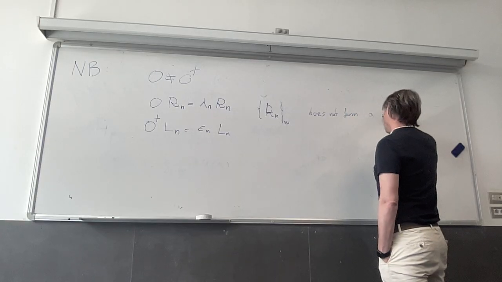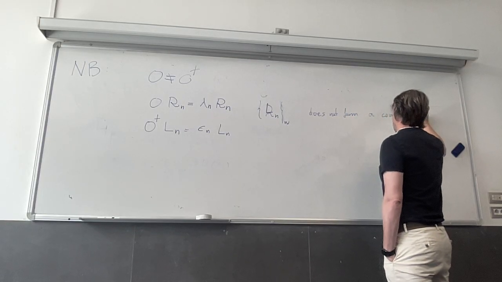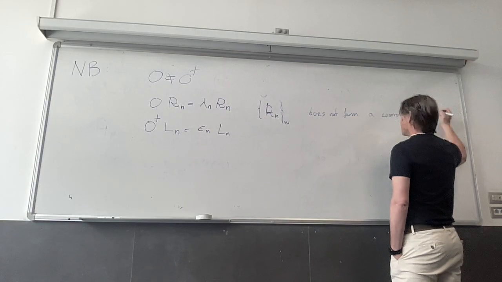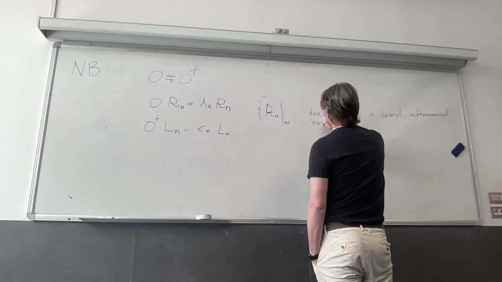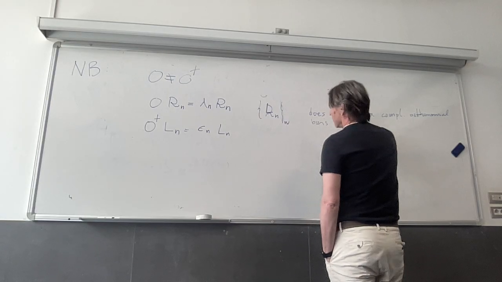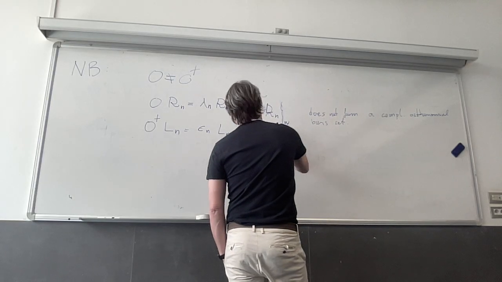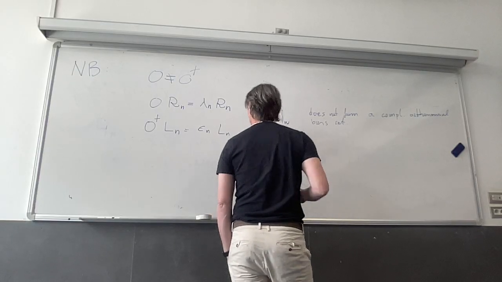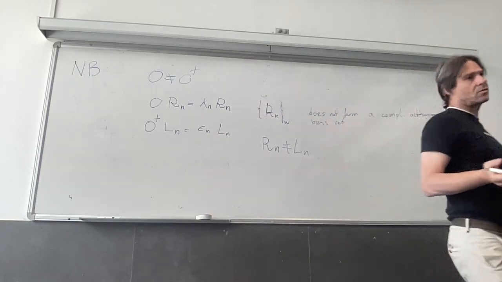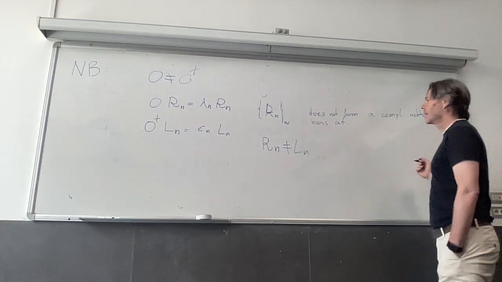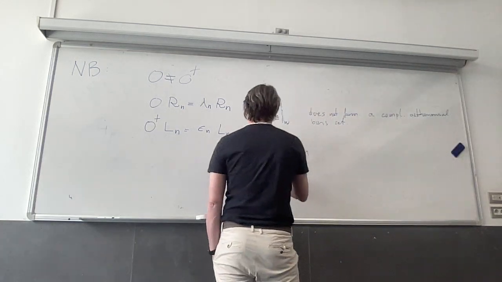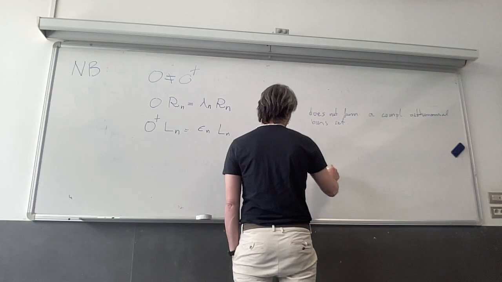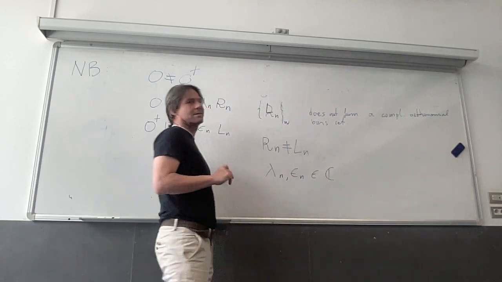But the set of right eigenstates, which are the eigenstates of the original operator, does not form a complete orthonormal basis set of functions. The eigenfunctions of the adjoint and direct operator are not the same in general, and the eigenvalues are, in the general case, complex.